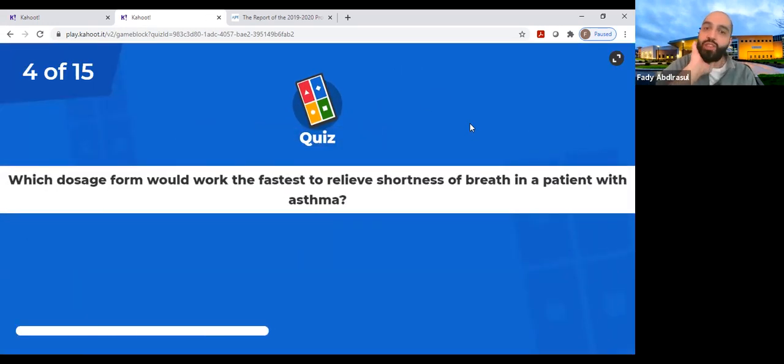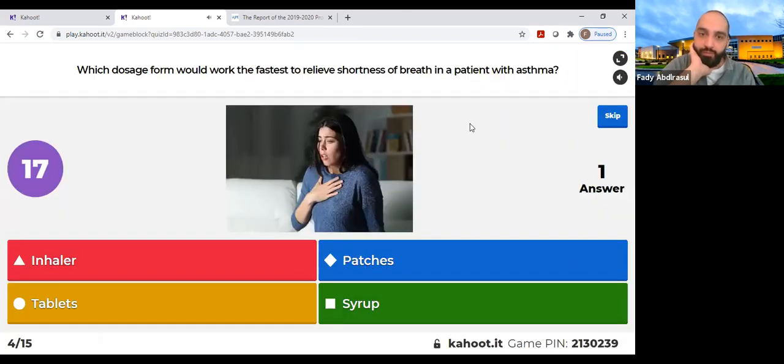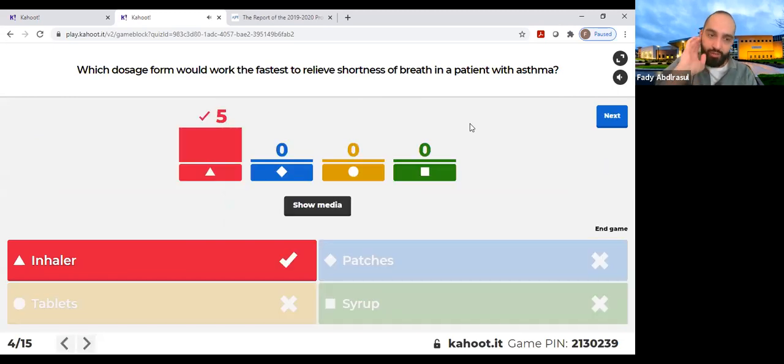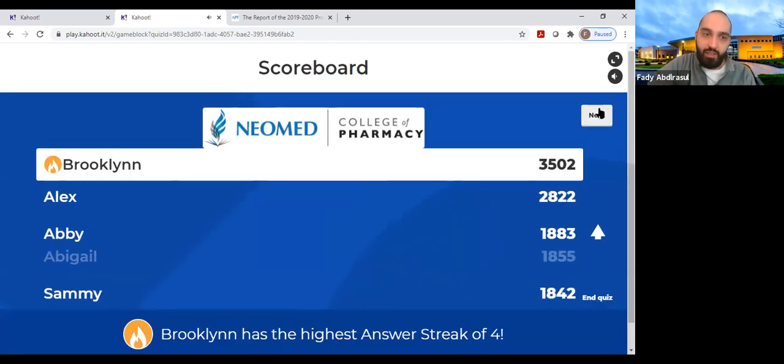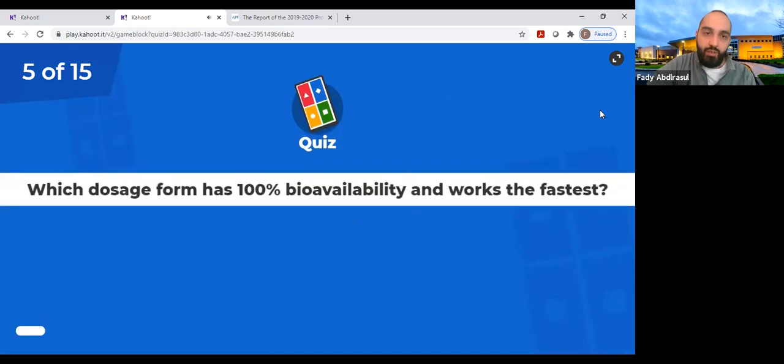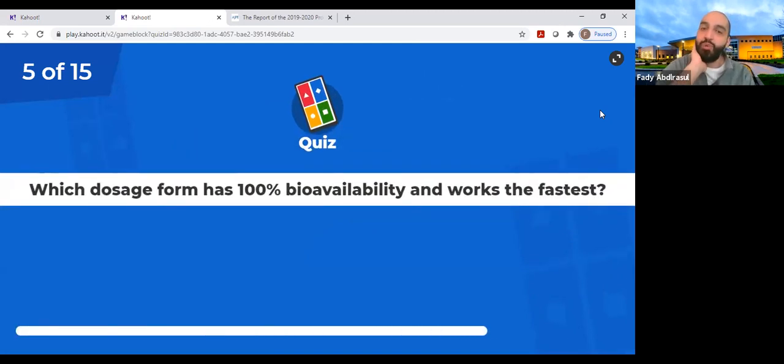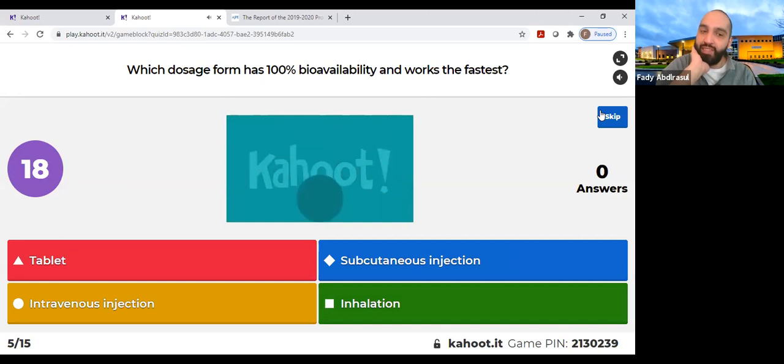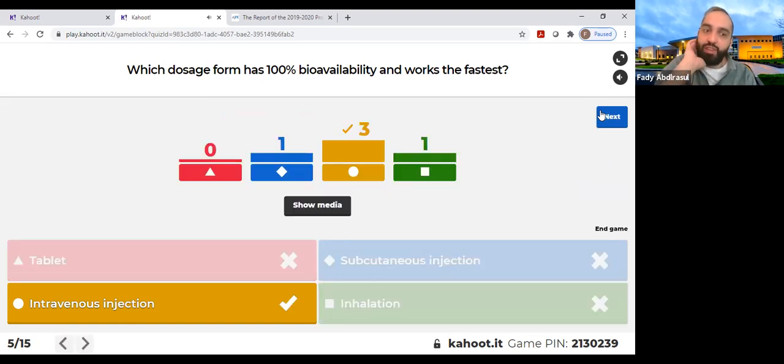Which dosage form would work the fastest to relieve shortness of breath in a patient with asthma? Good, inhaler, yep, exactly. So that's going to go right down into the lungs. Excellent. All right, which dosage form has 100% bioavailability and works the fastest? Excellent. Intravenous, exactly. So remember, IV intravenous, it goes right into the veins, right into the bloodstream. So 100% bioavailable, and it does work the fastest because it goes right into the bloodstream.